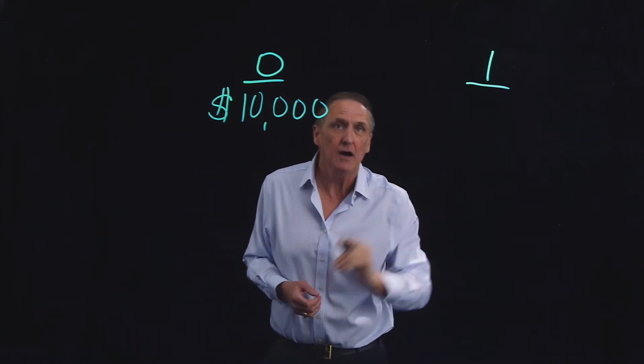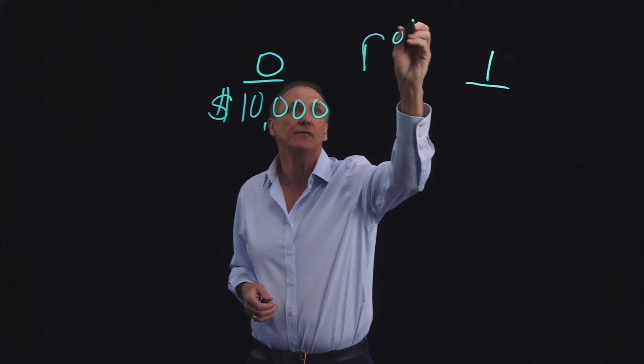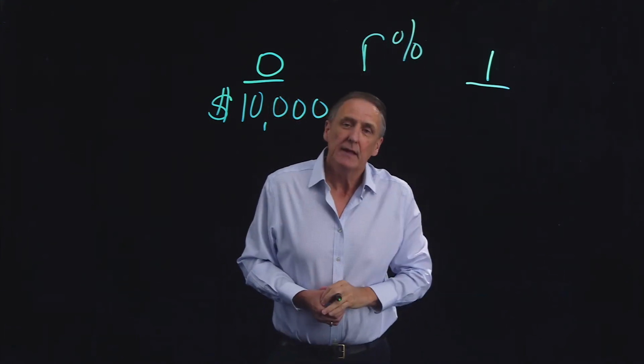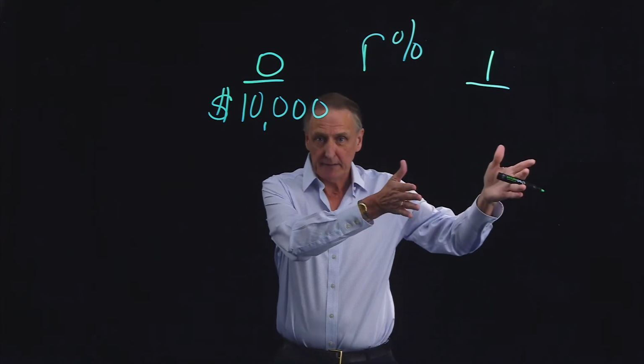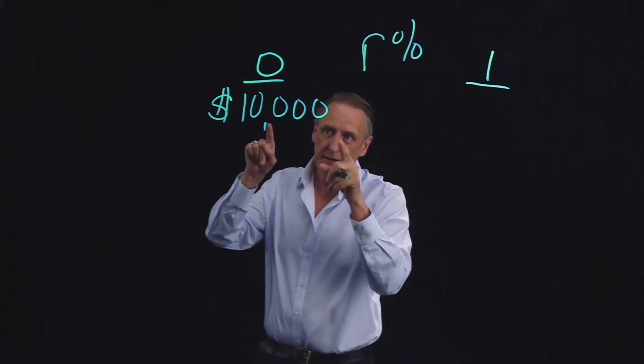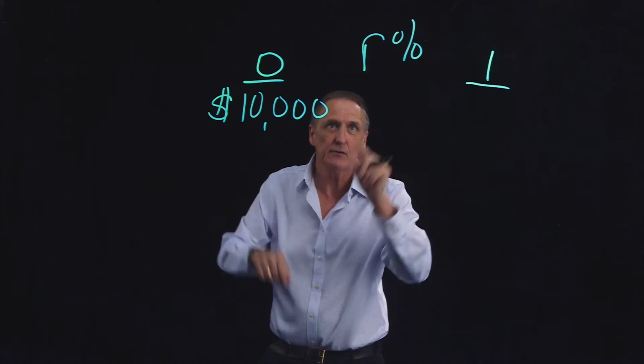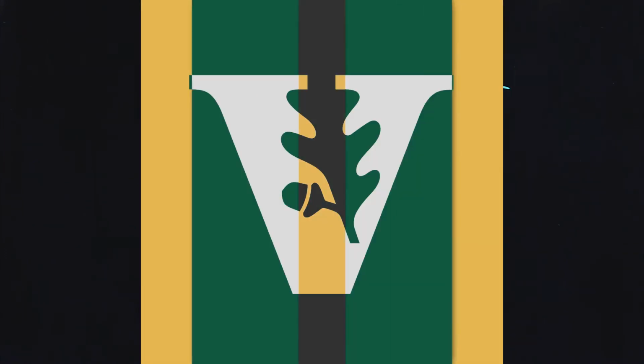And that account will offer you an interest rate of, say, R%. The question then would be, what should you expect to have in the account at date 1 if you invest $10,000 at date 0 if the interest rate is R%?